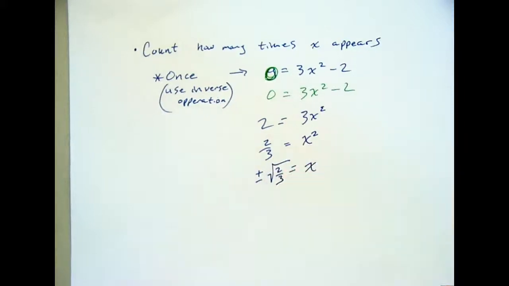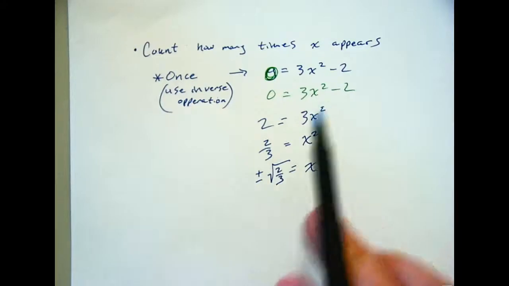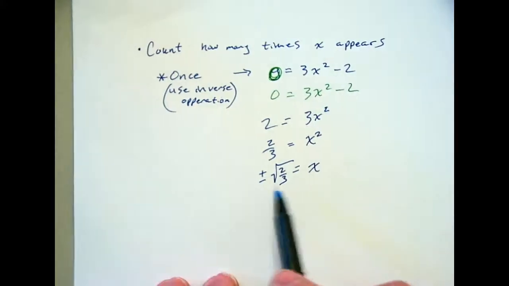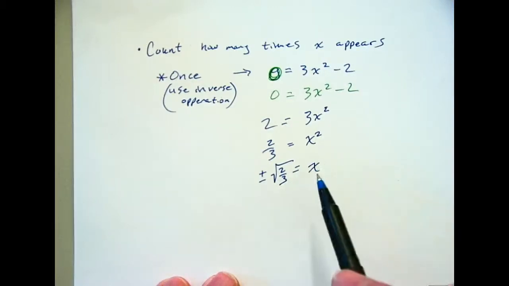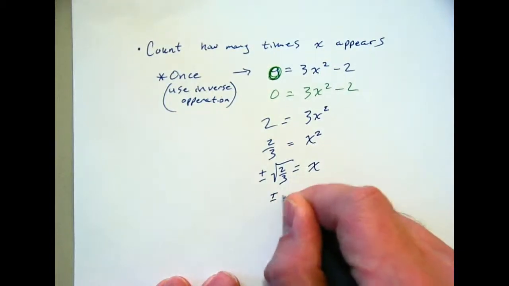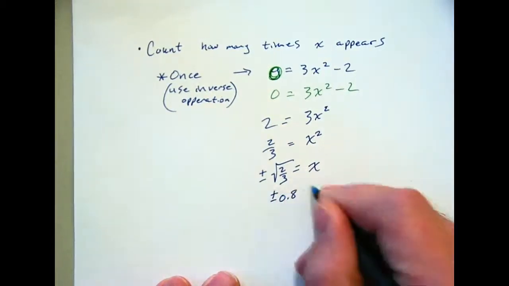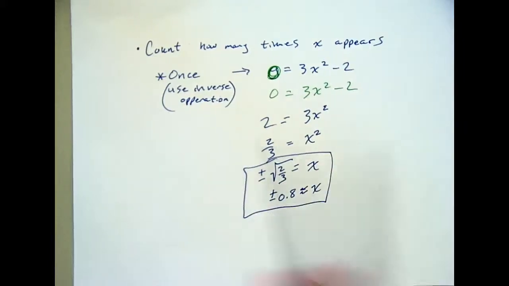Now I'm not going to worry about rationalizing that, because the reality is, if I'm finding zeros here, I most likely would end up rounding that answer at the end, because I would want to know where it's crossing the x-axis. And in fact, this time it would be plus minus 0.8 if you rounded it. That would be approximate. That is how you solve them when x appears once.